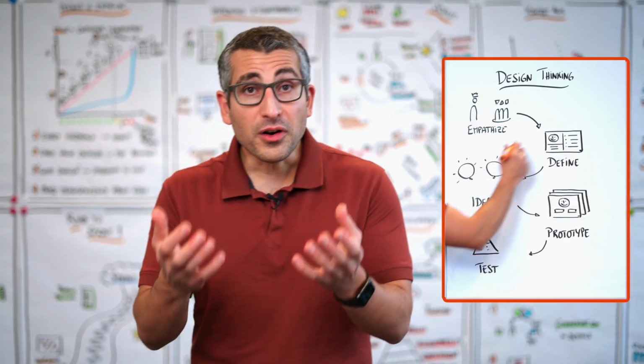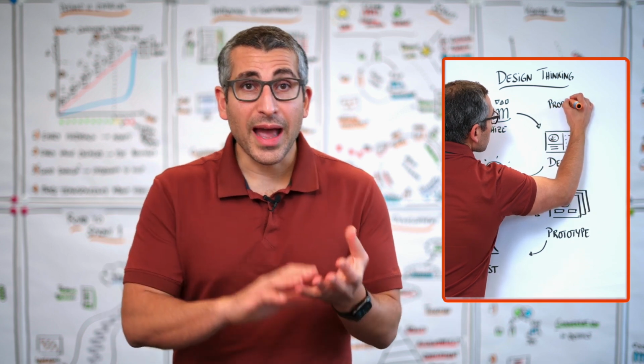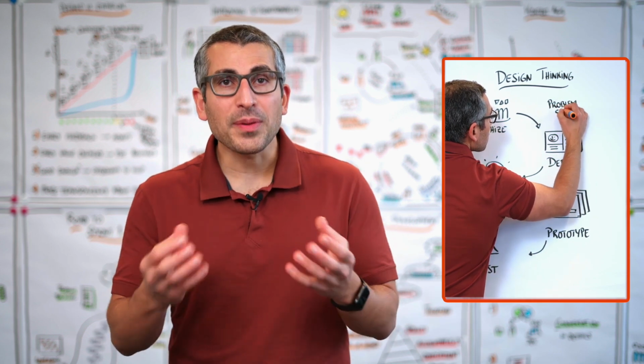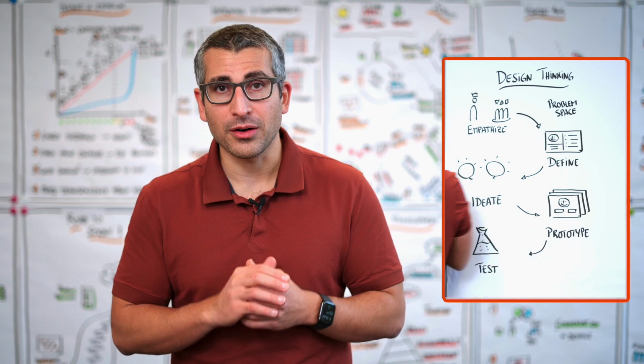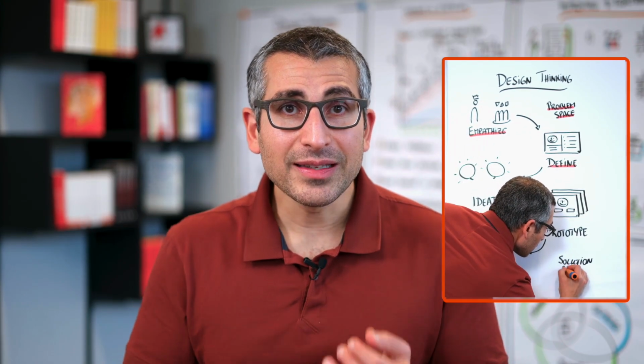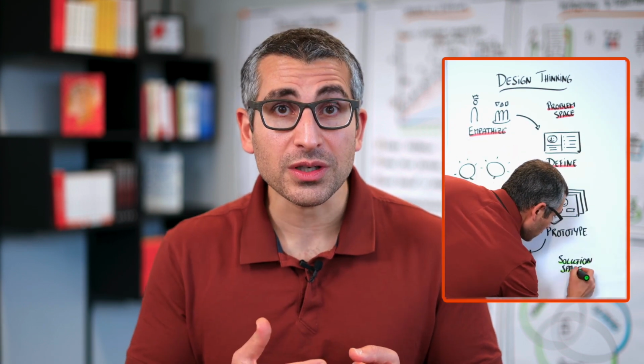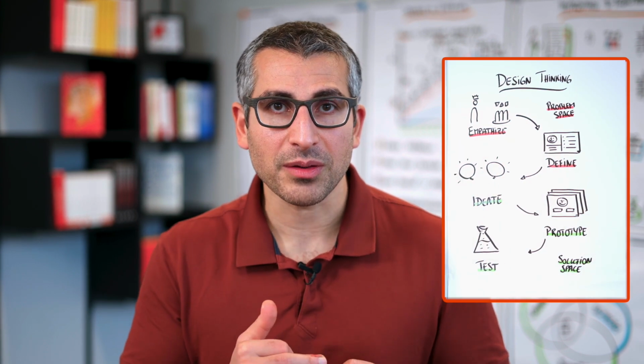If you look at these 5 steps, we can distinguish 2 different segments. The first segment in design thinking is all about the problem space. Empathize and define help us understand the problem better. The second segment is all about the solution space. Ideate, prototype, and test help us to come up with better solutions and frequently test them.